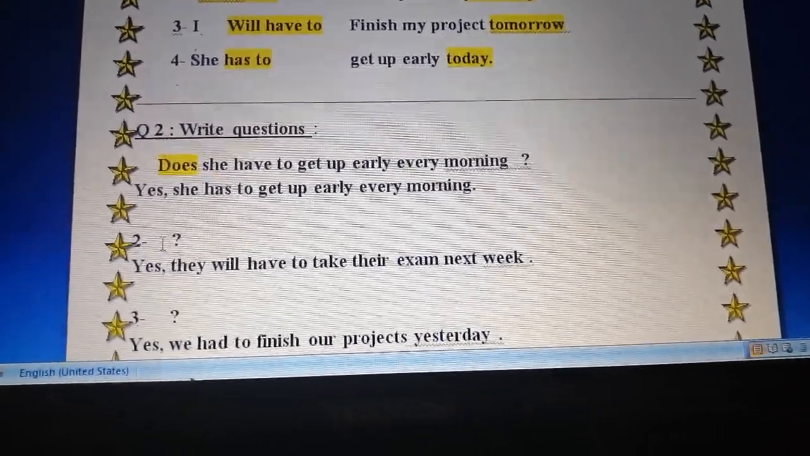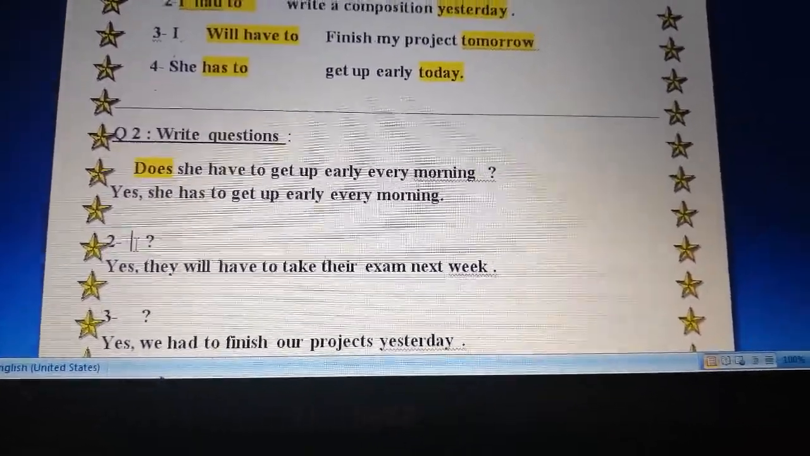So what did we put? Does. What did I put at the beginning? Does. Why? Because here I have the present tense. Let's go. Yes, they will have to take their exam next week. The words "next week" and "will" tell me which tense? Yes, excellent, the future.